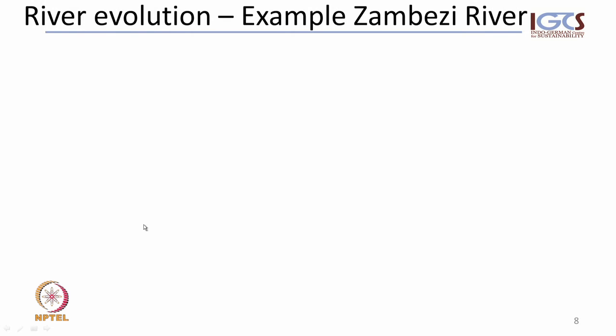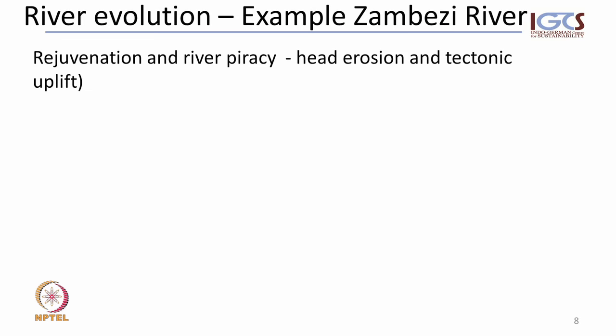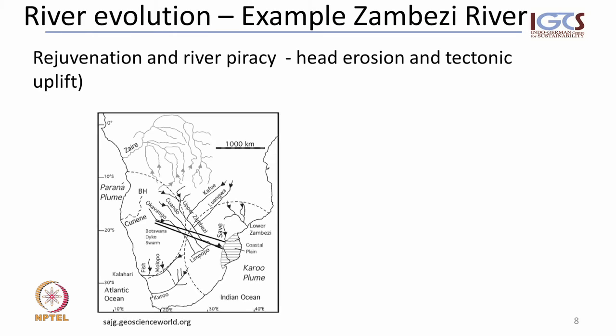This is one example where we can reconstruct the river evolution. Another interesting example I want to demonstrate here is the Zambezi River in southern Africa, one of the major river systems linking about 11 countries, where we can see the rejuvenation and river piracy, so-called head erosion and tectonic uplift, and how this changes water systems entirely.